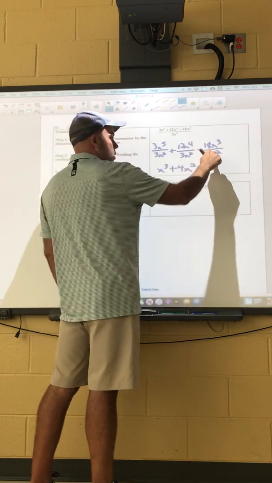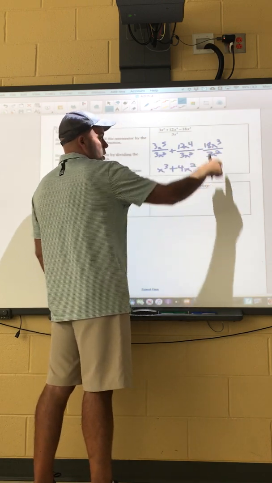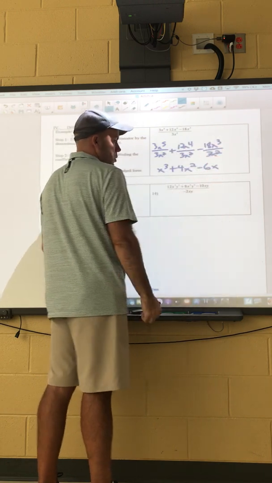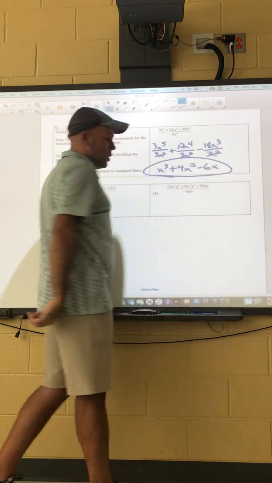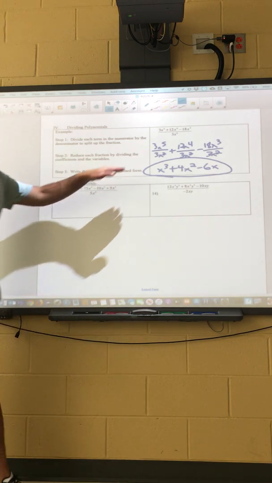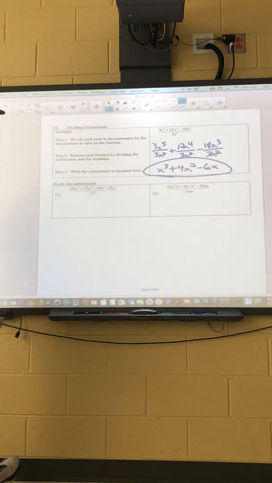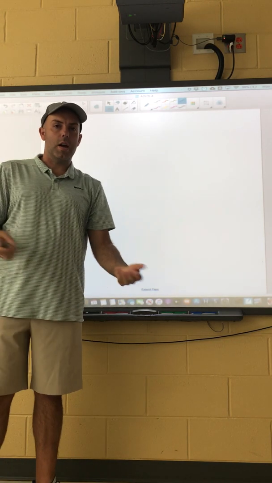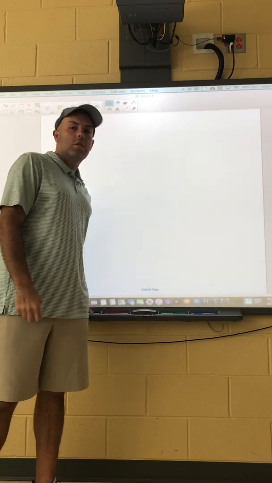Okay, negative 18 divided by 3 is negative 6. X to the 3rd over x squared, well, when I'm asked to divide the exponents, I actually subtract them, so I get x. And then, that's my answer. It's already in standard form because it's from the highest to the lowest exponent. So make sure you try 13 and 14. Again, check with the key. And then from there, there's a whole bunch more practice. Go ahead and try those, and check with the key as well.